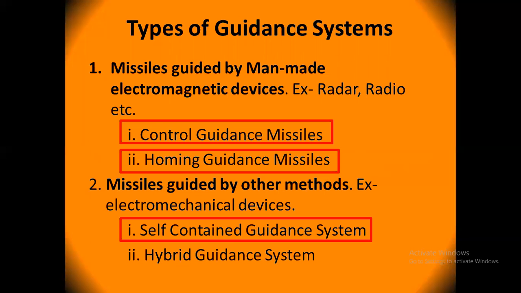Now there can be two guidance systems. The first is man-made electromagnetic devices that can be used to guide a missile, and the other is electromechanical devices. There's a difference between both of them. When we talk about man-made electromagnetic devices, they can be radar or radio. You can simply understand it if you are controlling a missile from the ground, through radar, radio communication, or radio transmission, just like you control your small drone. That's a high level technology, yet I'm just explaining in usual terms.